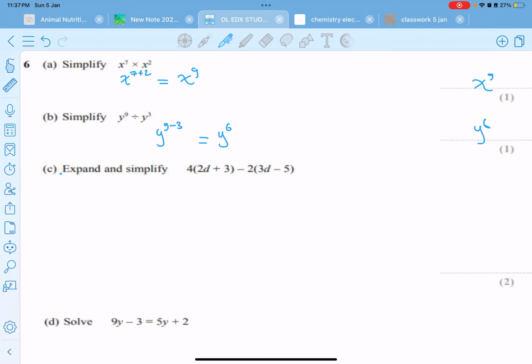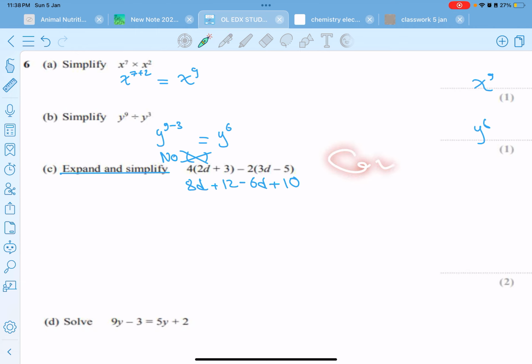Expand and simplify. Expand and simplify always mean, in mathematics, no brackets. I want to remove these brackets. So the only way to remove these brackets is to multiply by the coefficient outside: 4 times 2d and 4 times 3. So it's going to be 8d plus 12, and then negative 2 multiplied by 3d and negative 2 times negative 5. Negative 2 times 3d is negative 6d, and negative 2 times negative 5 is going to be positive 10.